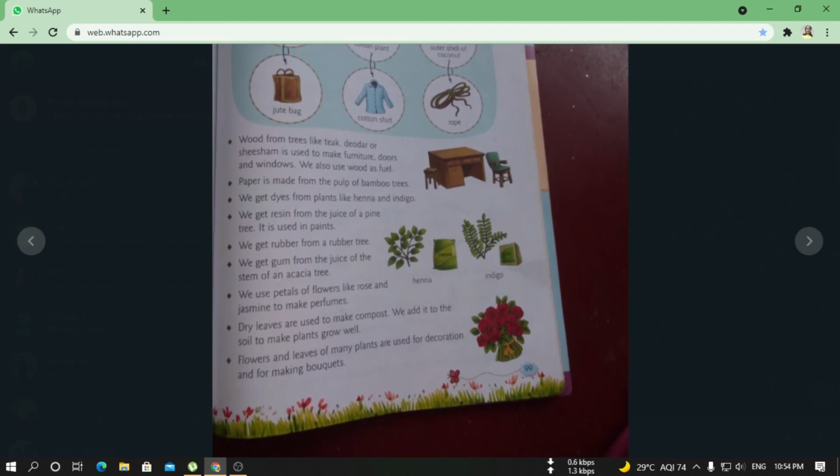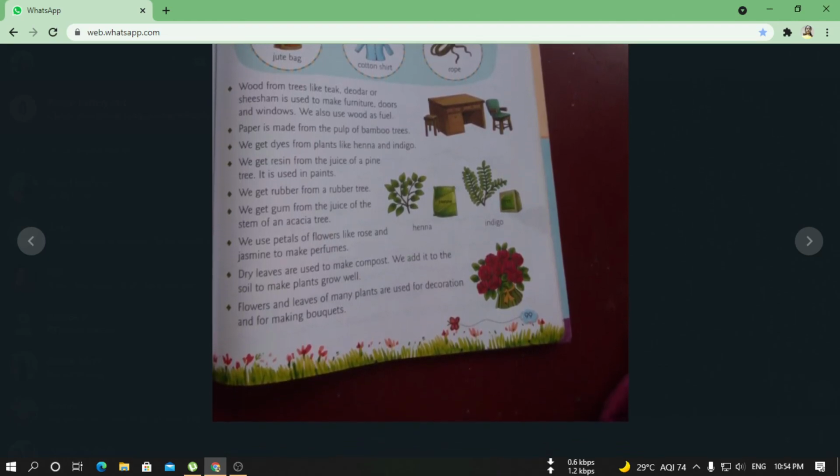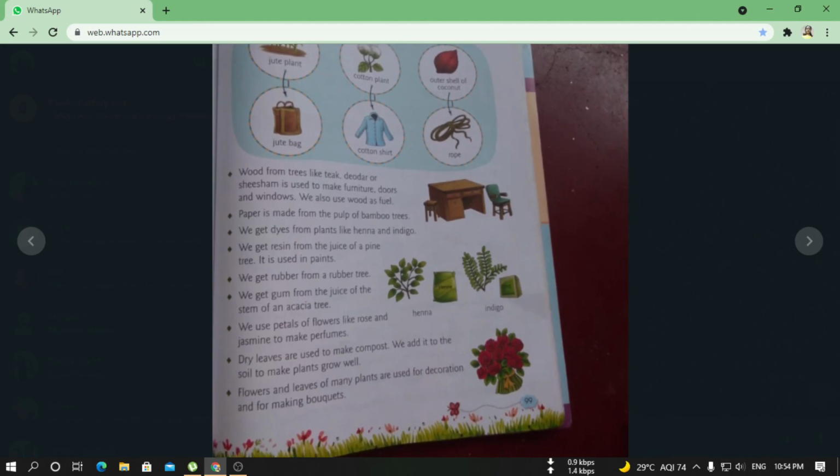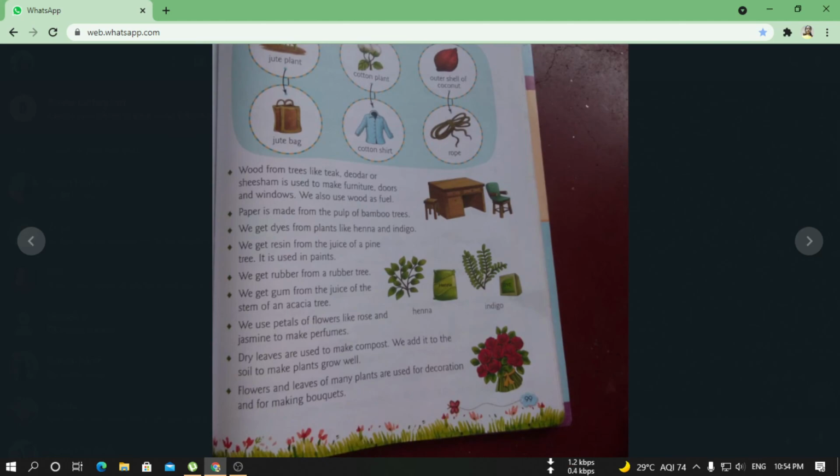Okay, so these are the things from this chapter. You should follow this chapter, follow these pages. Plants, how they are useful for us.